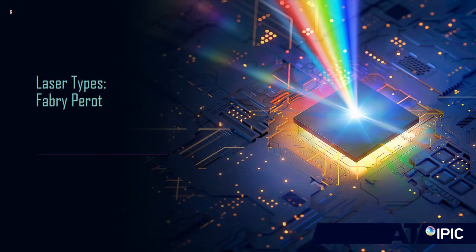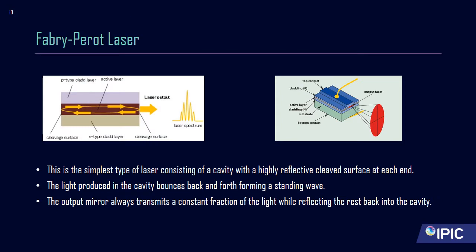Now I'll move on to laser types. So the simplest type would be a Fabry-Perot. This is quite similar to what I was talking about earlier. It consists of a cavity with highly reflective surfaces at each end. The light produced in the cavity bounces back and forth, forming a standing wave. The output mirror always transmits a constant fraction of the light while reflecting the rest back into the cavity.